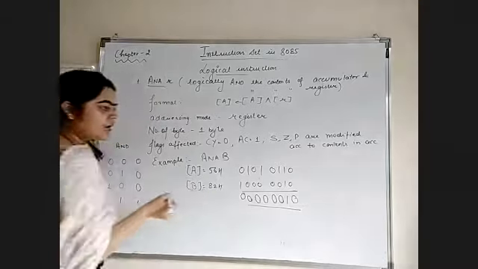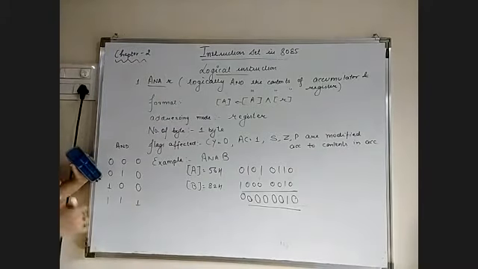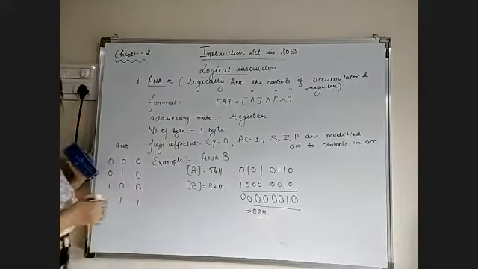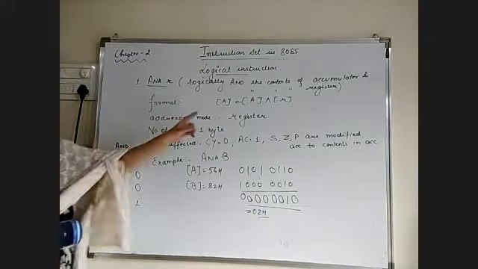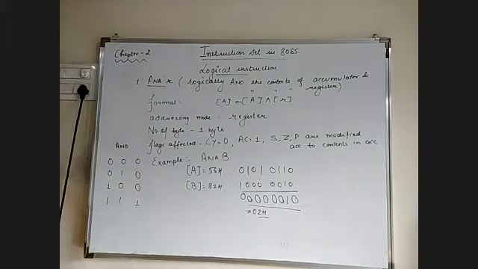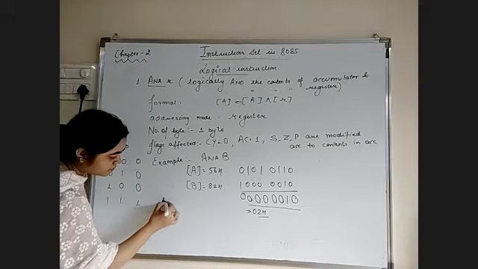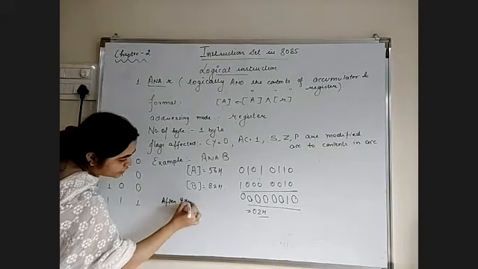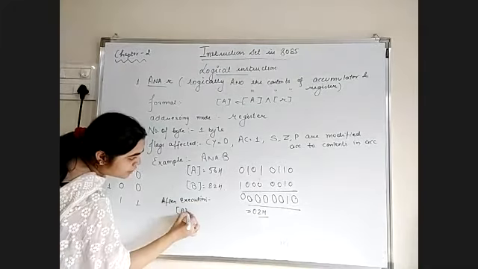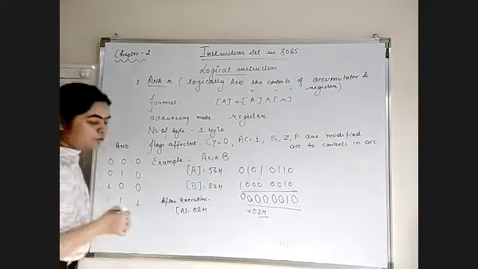So you can see the output of this value is 02h. After the execution of this instruction, again the result will be stored in the accumulator. So after execution, what will be the value in the accumulator? The value in the accumulator will be 02h.